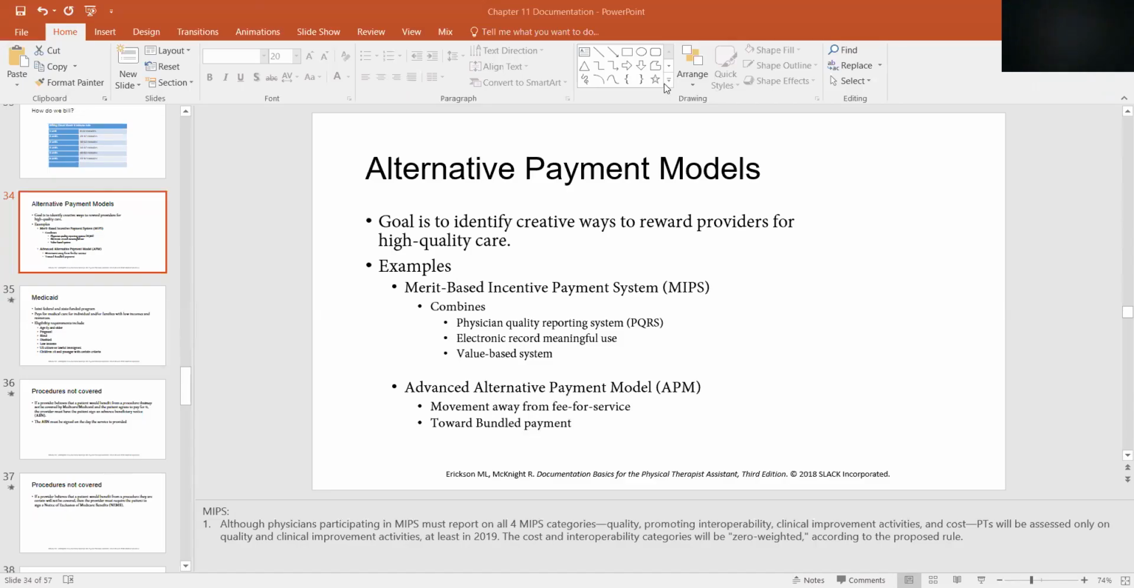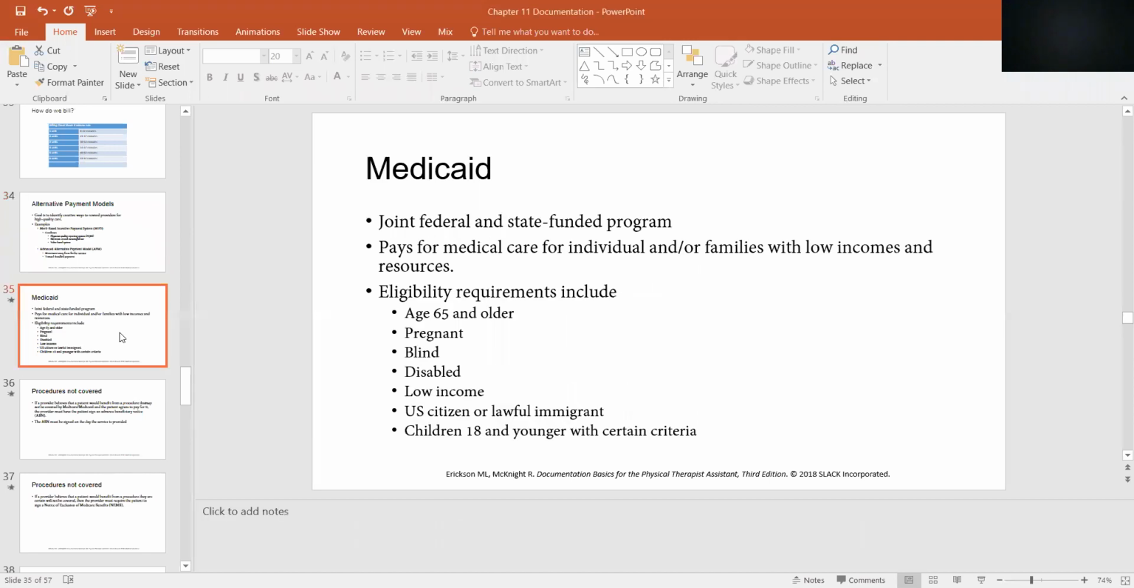Okay, I am back. That is enough information on alternative payment models. All right, Medicaid, you have probably heard of Medicaid. It's a joint federal and state funded program that pays for medical care for individuals and families with low income and resources. Some eligibility requirements include age 65 and older, pregnant, blind, disabled, low income, U.S. citizen or lawful immigrant, and children 18 and under with certain criteria.